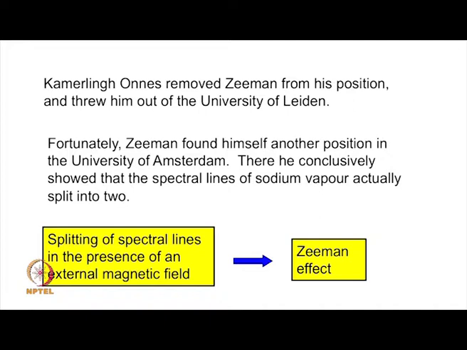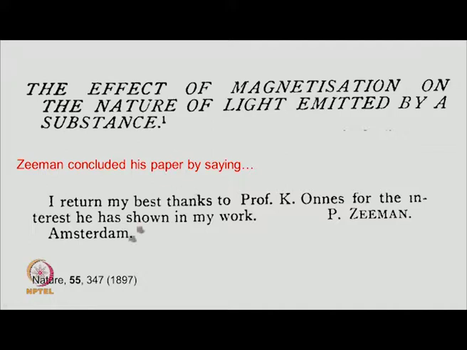That could have brought an end to the scientific career of Zeeman, but fortunately Zeeman found another position at the University of Amsterdam, and there he conclusively showed that the spectral lines of sodium vapor actually split into two. Now, this splitting of spectral lines in the presence of an external field is called the Zeeman effect. This effect was now established, and he published it in the famous journal Nature. The title of the paper was "The Effect of Magnetization on the Nature of Light Emitted by a Substance."